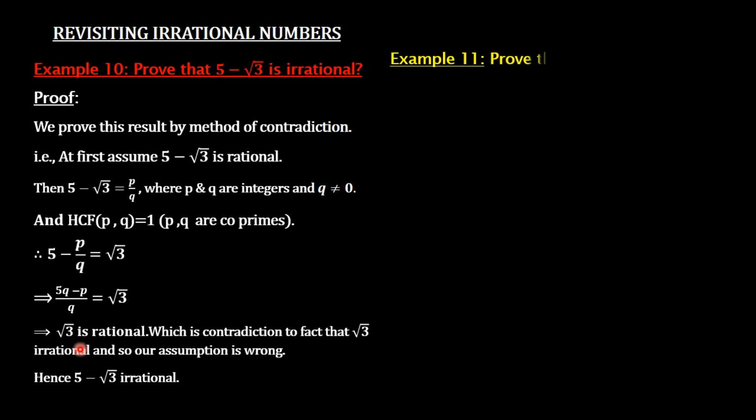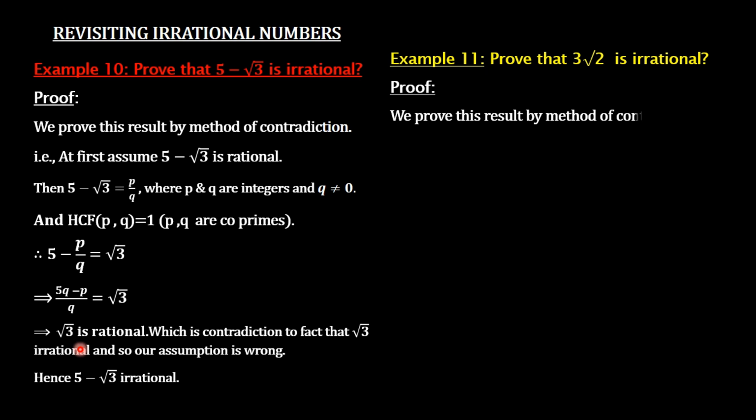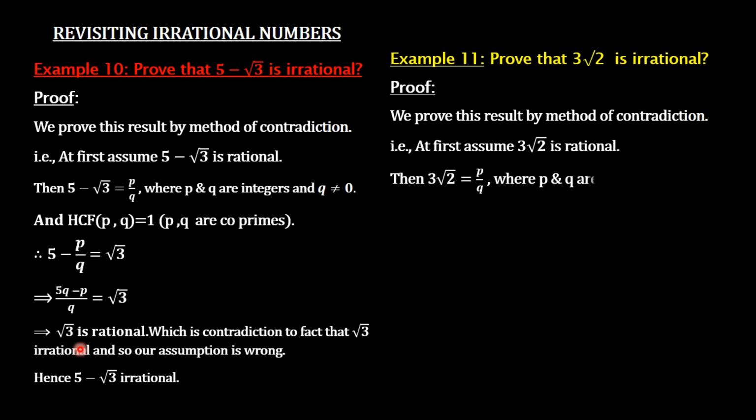Example 11, prove that 3 root 2 is irrational. Okay, we have to prove 3 root 2 is an irrational number. Similarly, we are proceeding by the method of contradiction. That is, at first assume 3 root 2 is a rational number. Then 3 root 2 equals p by q, where p and q are integers, q not equal to 0, and HCF of p and q equal to 1. P and q are coprimes.